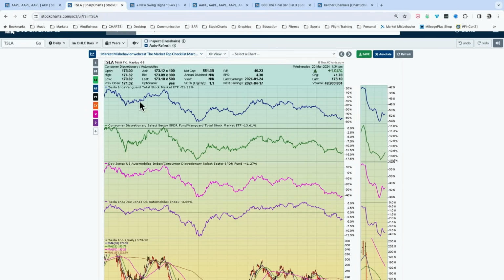So these 4 lines tell me, how is this stock doing relative to the overall market? How is the stock's sector versus the overall market? How is the stock's group versus its sector? How is the stock versus its group? All 4 of these lines are going down.